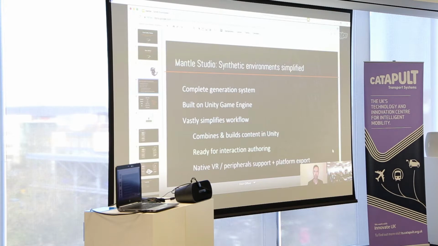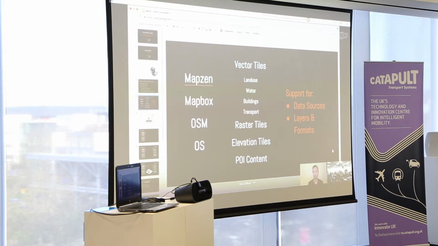With respect to the types of mapping content that Mantle ingests, we have support for a variety of different data sources. We currently pull in MapZen, Mapbox, OSM data, and Ordnance Survey data as well. That comes in a variety of different flavors. We can parse vector tiles with land use, water, buildings, and transport. We can parse raster tiles, elevation tiles, and point of interest content.